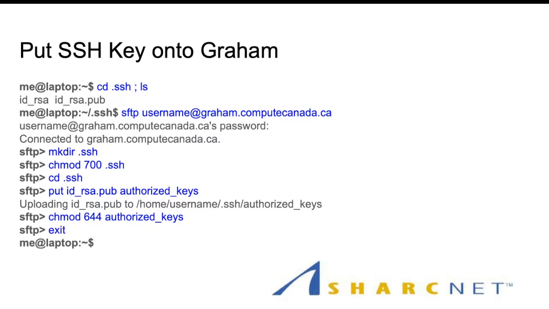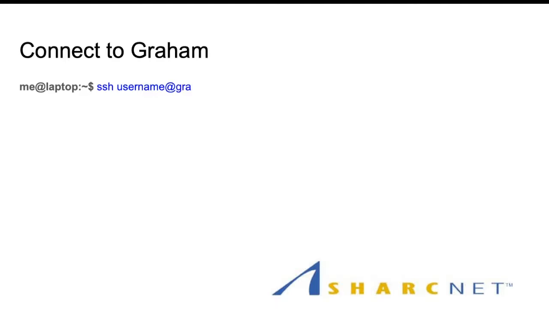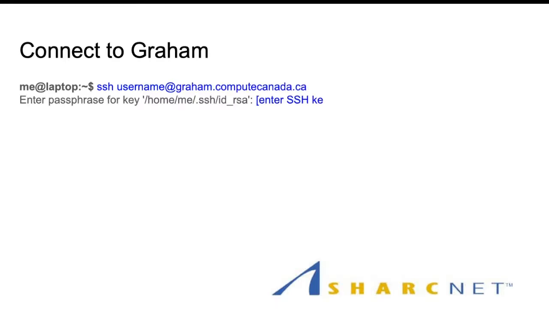Let's see these keys in action. To connect to Gram, I need to first unlock my private key, typing in my passphrase for that key. Once unlocked, it is used to authenticate me into my account on the cluster. There you go. In under 2 minutes, I was able to convert my account to use two-factor authentication, making access much more secure. Additional resources are available in the links below.